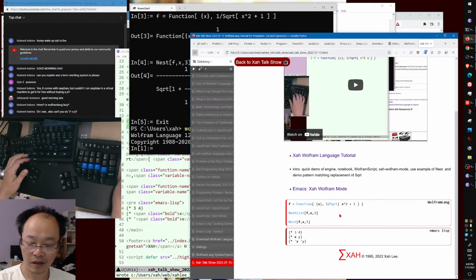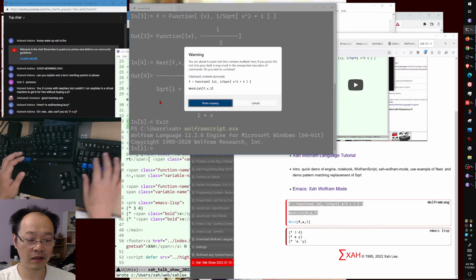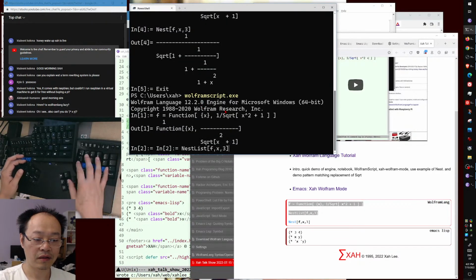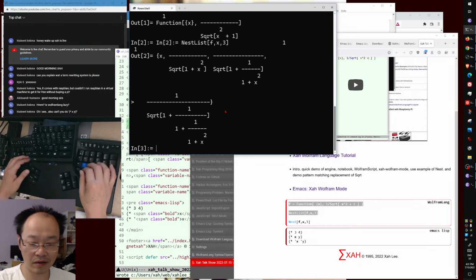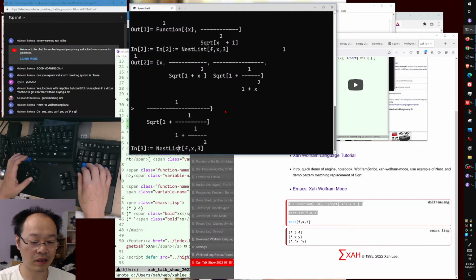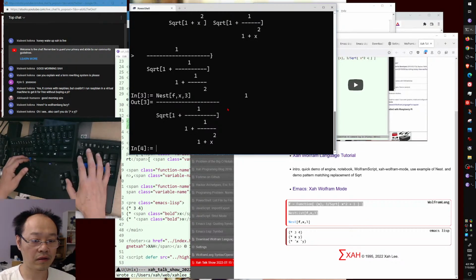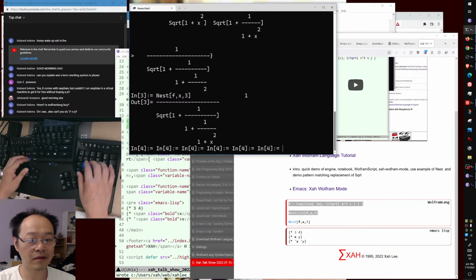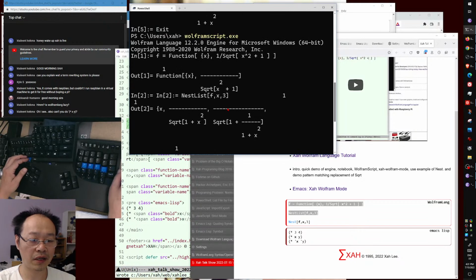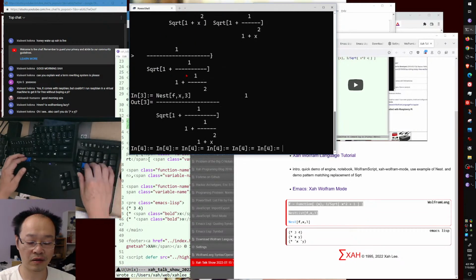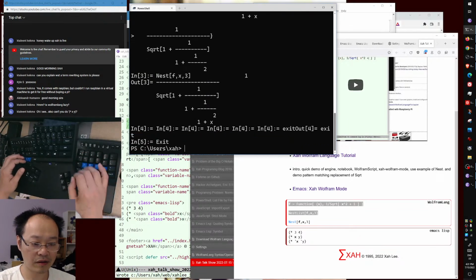First of all, let's copy that and paste it here. So evaluate. So you get the list. Okay, so let's do it. Let's do list. So you get the expression, nested f. Yeah, there's a bug. I think there's a bug when you try to copy paste it. Things get screwed up. So you type exit to exit.